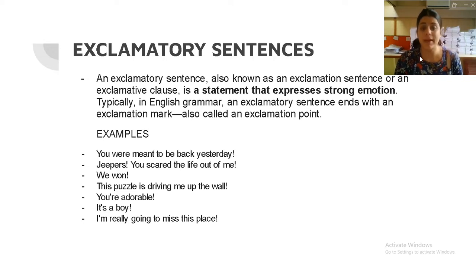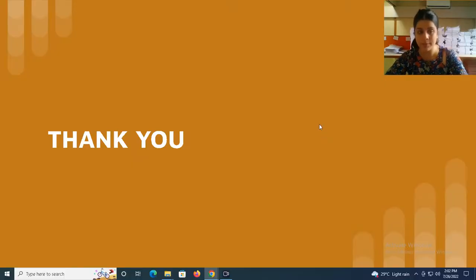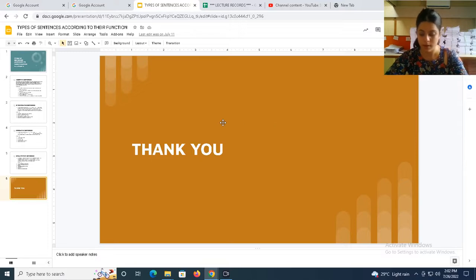You were meant to be back yesterday? Jeepers, you scared the life out of me. We won. The puzzle is driving me up the wall. You're adorable. It's a boy. I'm really going to miss this place. Okay, so these are some types of sentences.